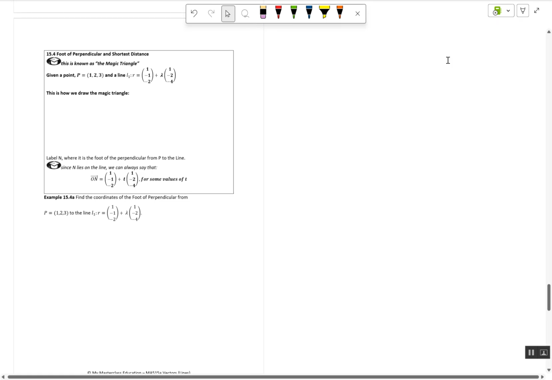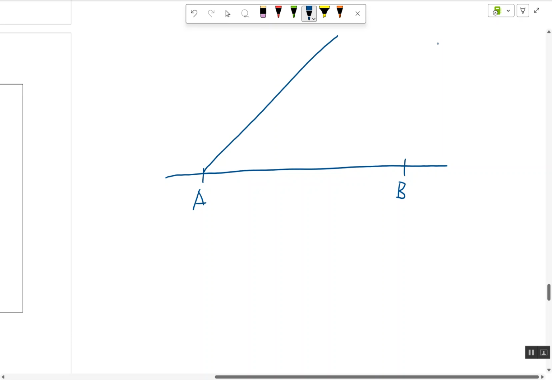Before I talk about the foot of perpendicular and shortest distance as well as reflection, let's recap something important from Vectors 1. When we draw the triangle, this is the floor. Let's say there is an A, and then there's a B that is going to be here. And this is the floor, and there's a hypotenuse of, let's say, AC.